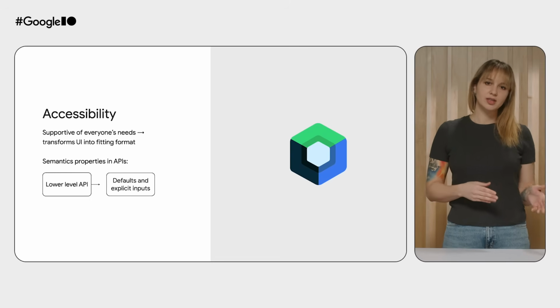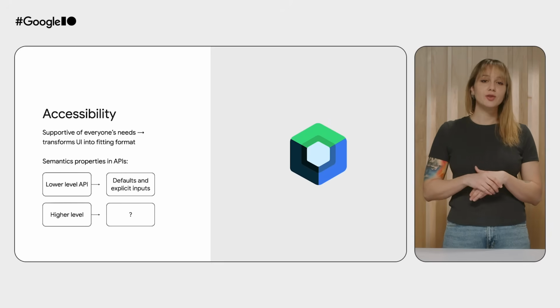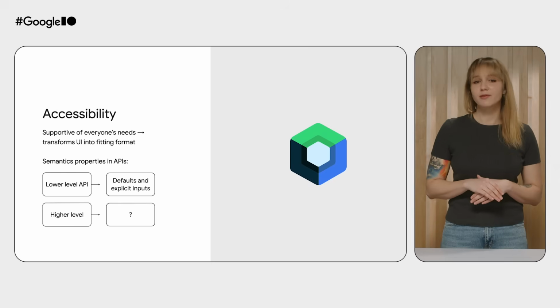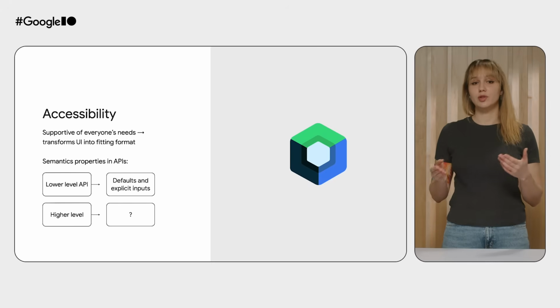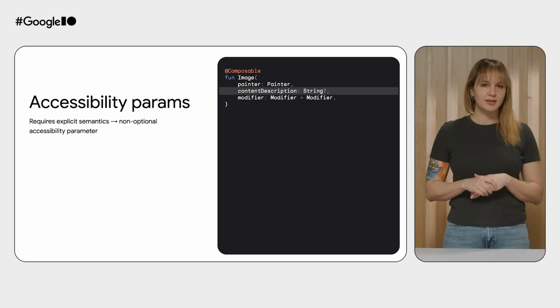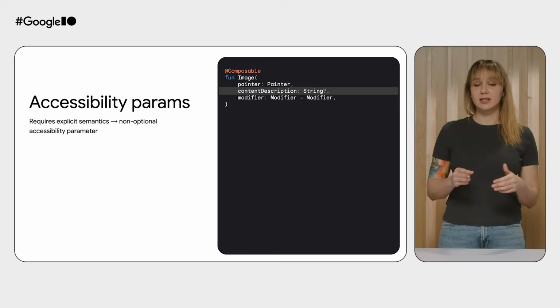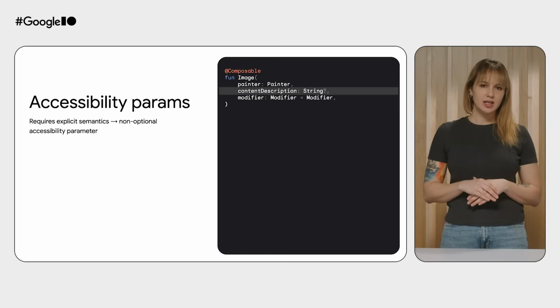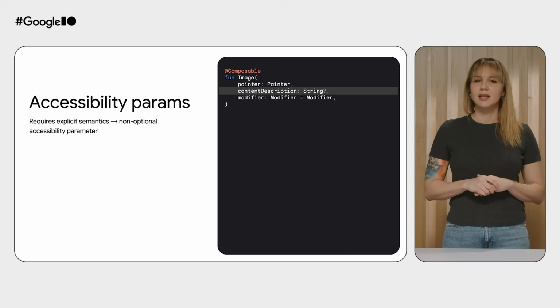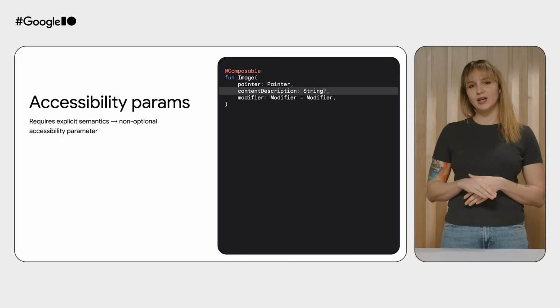They either provide good defaults or explicitly ask for information. When creating higher-level APIs, you might need to specify and request more information to understand how to describe UI to the user. If your API is required to have an explicit semantic set, you should request a non-optional accessibility parameter. A good example is the image composable that has a required parameter, content description, to signal what is necessary.